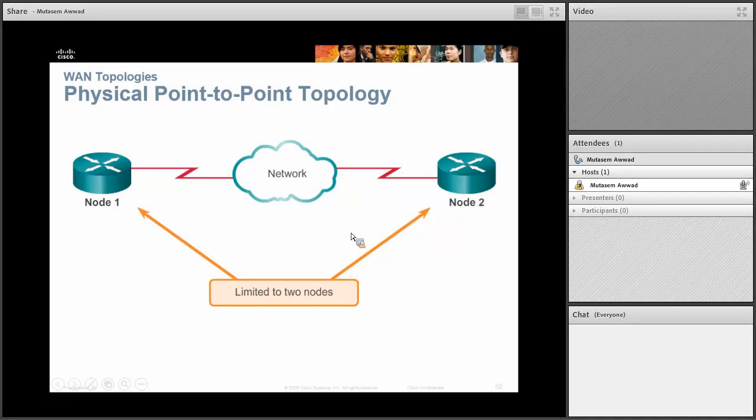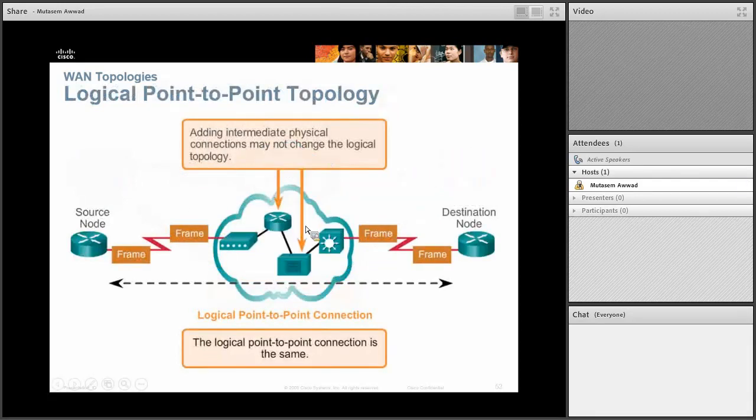So, logical point to point. This is like when you're downloading or uploading data between two devices. It's as if they see each other on the same network, but they're using the internet to connect. So this is what the cloud is. The cloud means you really don't know where your data is flowing, and who cares as long as you get it. All of these devices in the cloud look at the addresses on the packets or the frames, and they move your data till they get it to your destination.